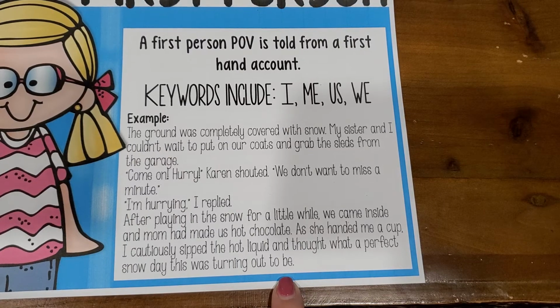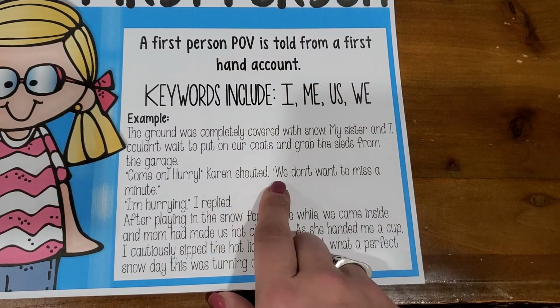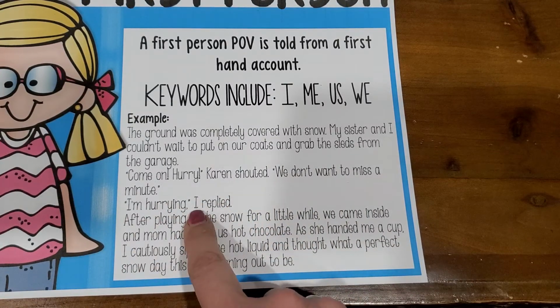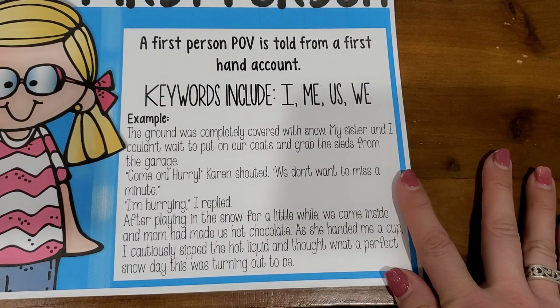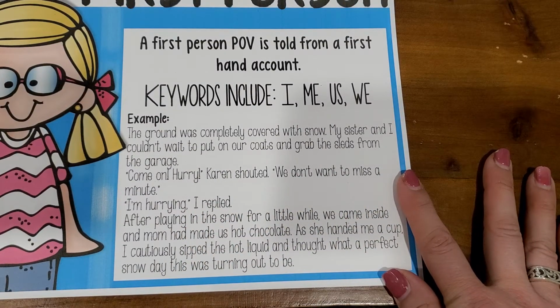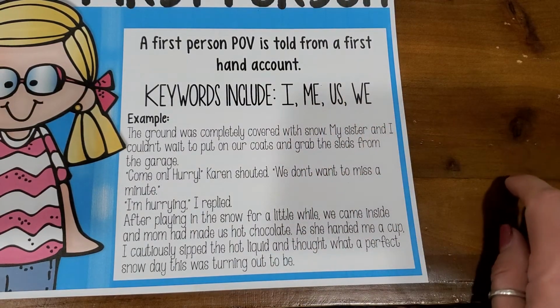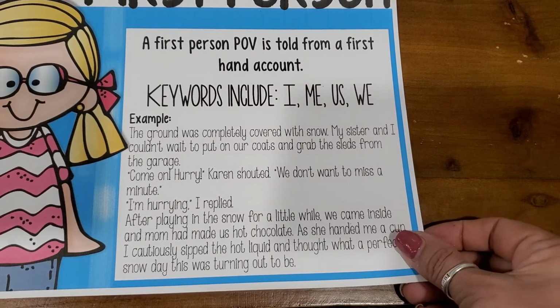So you can hear there's one character, you can hear Karen shouted, right? "We don't want to miss a minute." "I'm hurrying," I replied. Well, who is I? I is the narrator. That's the person who is telling the story. Okay, so that's first person. I, me, us, we. All right, so that's the person that's in the story telling the story.